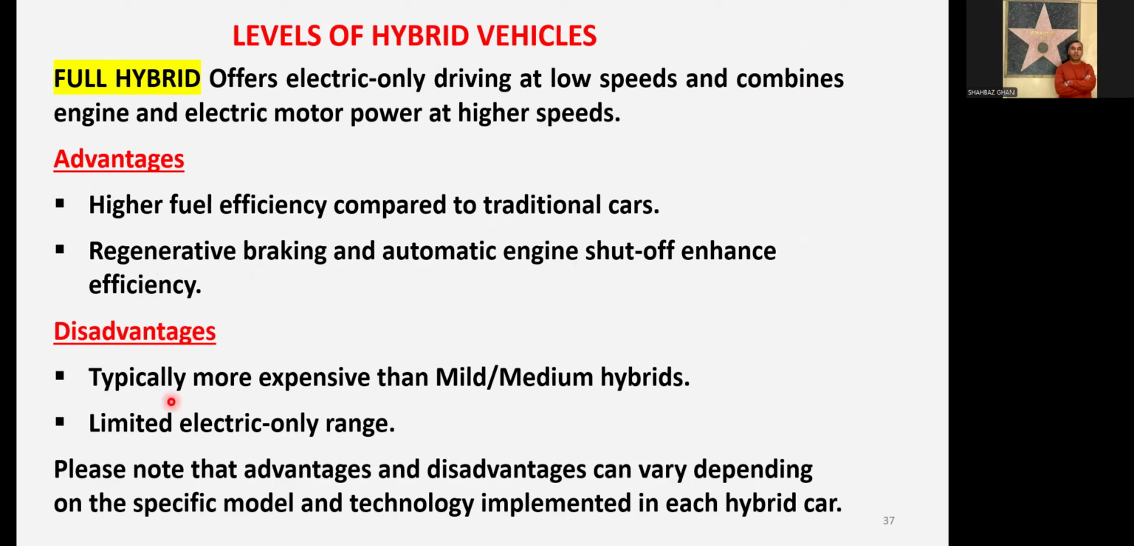Disadvantages: typically more expensive than mild, medium, and other hybrid or conventional cars. Limited electric only range. Please note that advantages and disadvantages can vary depending on the specific model and technology implemented in each hybrid car.